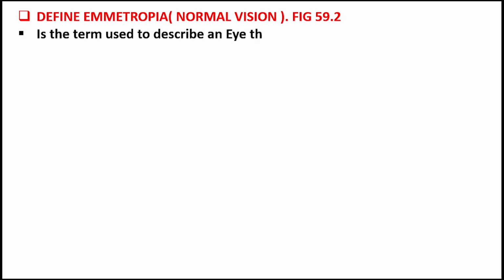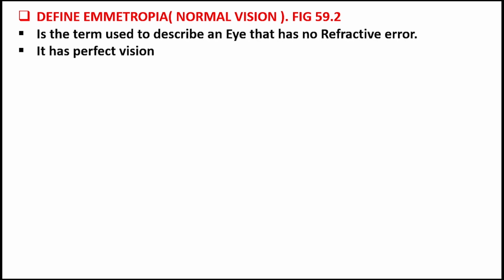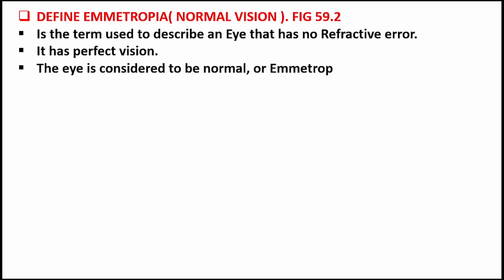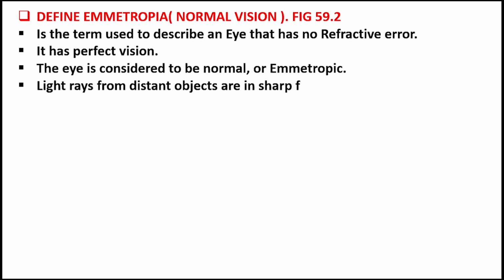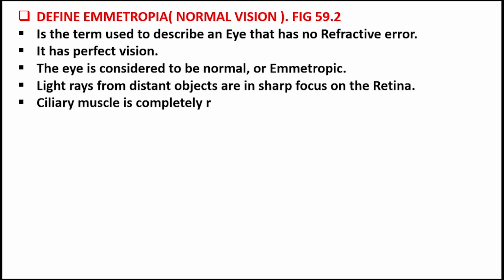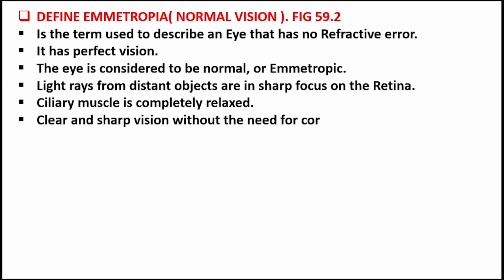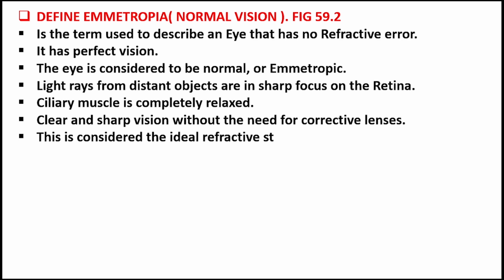Emmetropia is the term used to describe an eye that has no refractive error. It has perfect vision. The eye is considered to be normal or emmetropic. Light rays from distant objects are in sharp focus on the retina. Ciliary muscle is completely relaxed. Clear and sharp vision without the need for corrective lenses. This is considered the ideal refractive state.